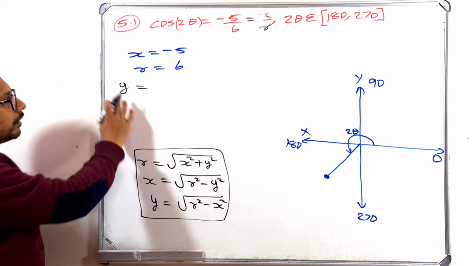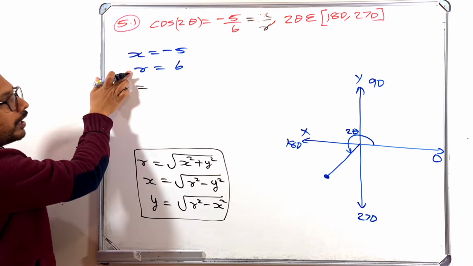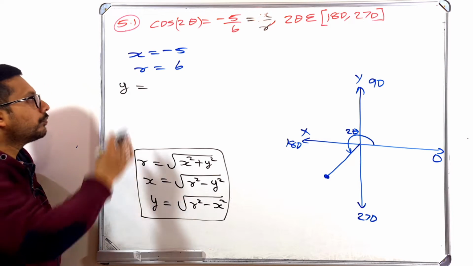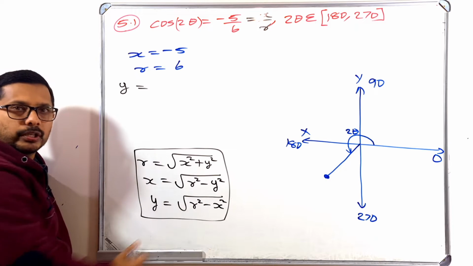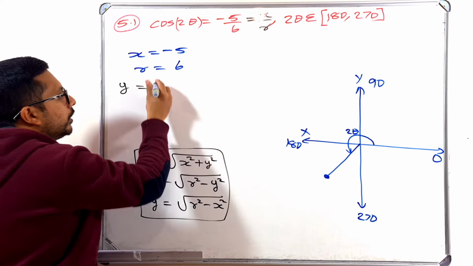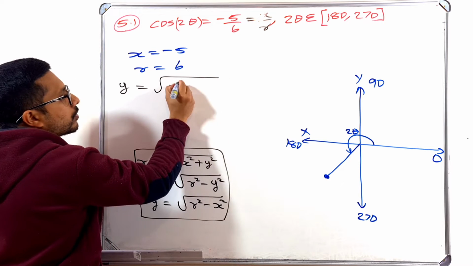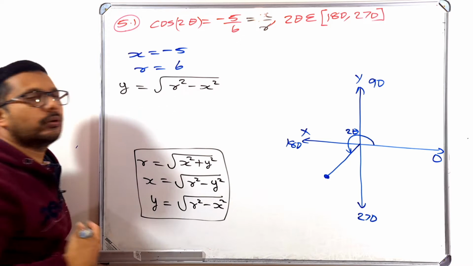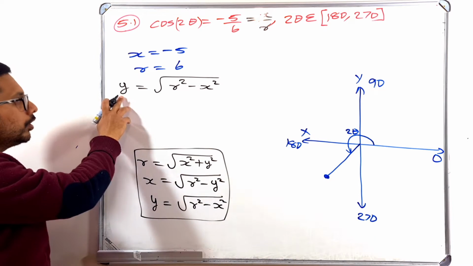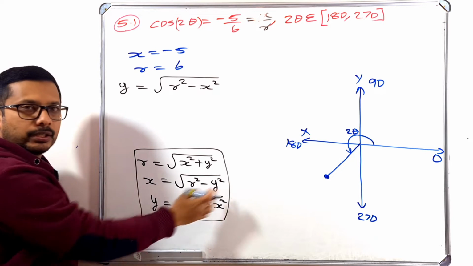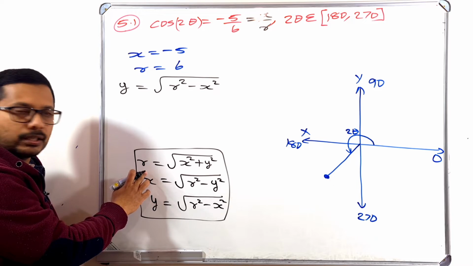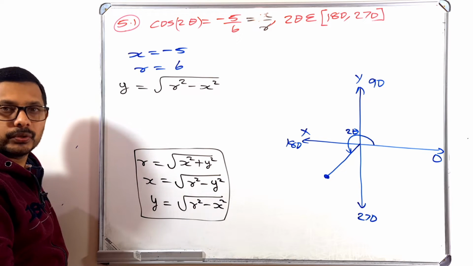So here we know x and r, we want to find y. So what do you have to remember? How to find y: root of r square minus x square. That must come from your mind. Because I know how to find y, root of r square minus x square. If I want to find x, root of r square minus y square is easy to remember. If you want to find r, root of x square plus y square.